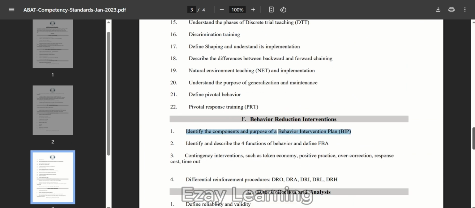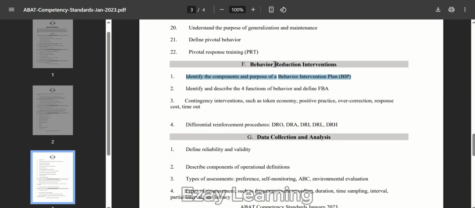Now we are at the F module, which is behavior reduction interventions. We will be starting with our very first topic of this module, which is to identify the components and purpose of a behavior intervention plan. So before any further delay, let's get started.